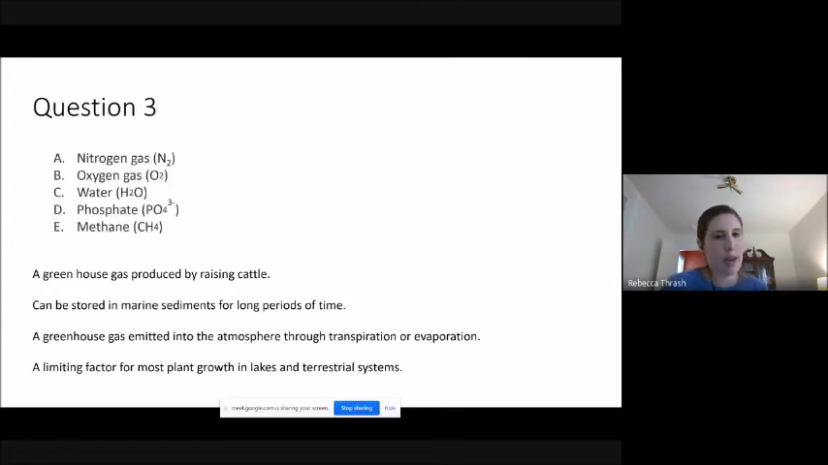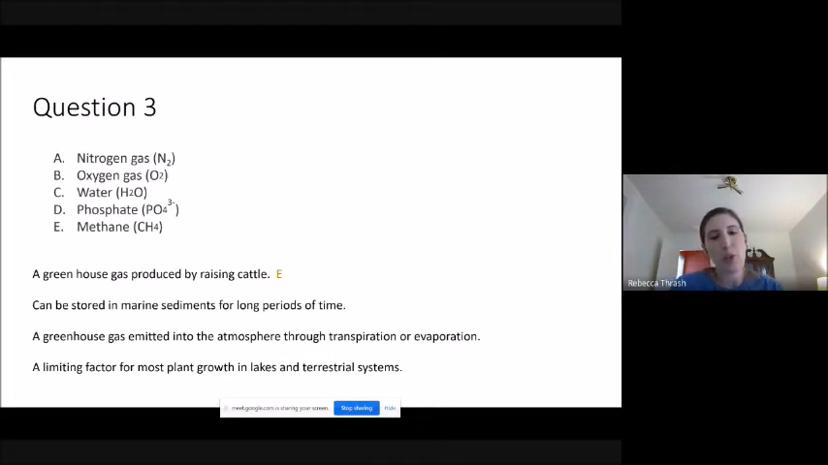So question 3, we've got 5 different things here: nitrogen gas, oxygen gas, water, phosphate, and methane. Which is a gas that is produced by raising cattle? I mentioned that briefly when we talked about the carbon cycle. One of the byproducts of the digestive processes of cattle, which use bacteria to digest the cellulose out of their food, is methane. So that is a greenhouse gas produced by those types of animal operations.